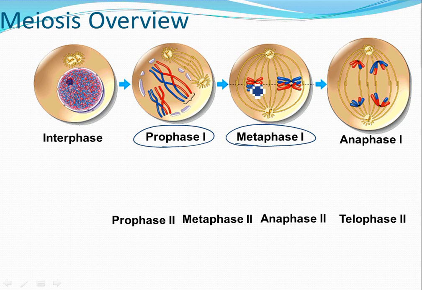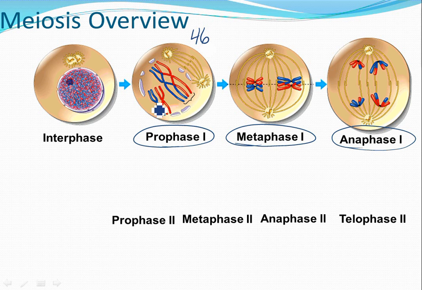Metaphase, what happens is they line up in the middle. The spindle fibers are attaching, but they're attaching to the homologous chromosomes. And then in anaphase, the ones that are being pulled apart are those homologous chromosomes. So it's not the sister chromatids. That's not until later.